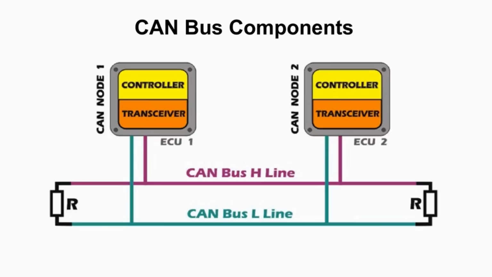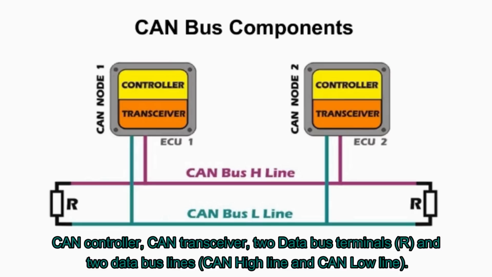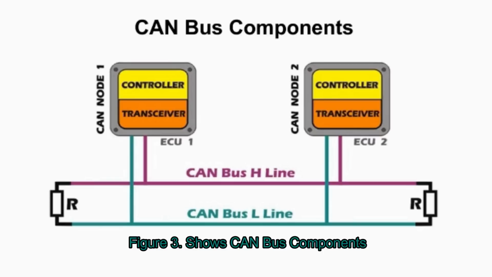CAN bus components. Figure 3 shows an example of two connected devices as well as the components that make up a CAN bus: CAN controller, CAN transceiver, two data bus terminals, R, and two data bus lines, CAN high line and CAN low line. Figure 3 shows CAN bus components.